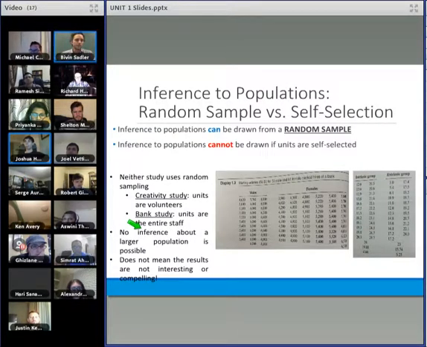Okay, so let's go back. That's the one I wanted to get to. Neither study uses random sampling. Yeah, neither one of these studies used random sampling. These all came from the same bank. These, of course, were volunteers. No inference about the larger population is possible because they're not random samples.